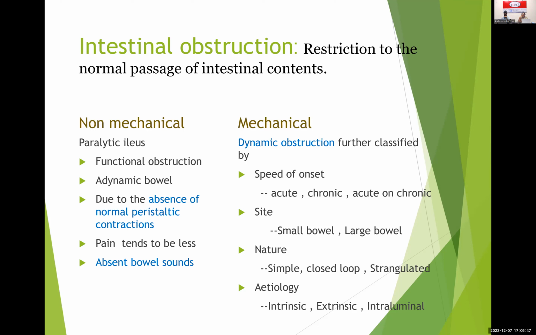Whereas mechanical or dynamic obstruction is further classified depending upon the speed of onset, the site, the nature, and the etiology. Speed of onset can be acute, chronic, or acute on chronic. Depending on the site, we call it a small bowel or large bowel obstruction. Depending on the nature, it can be simple, closed loop, or even a strangulated obstruction. And coming to the etiology, it can be intrinsic, extrinsic, or intraluminal.